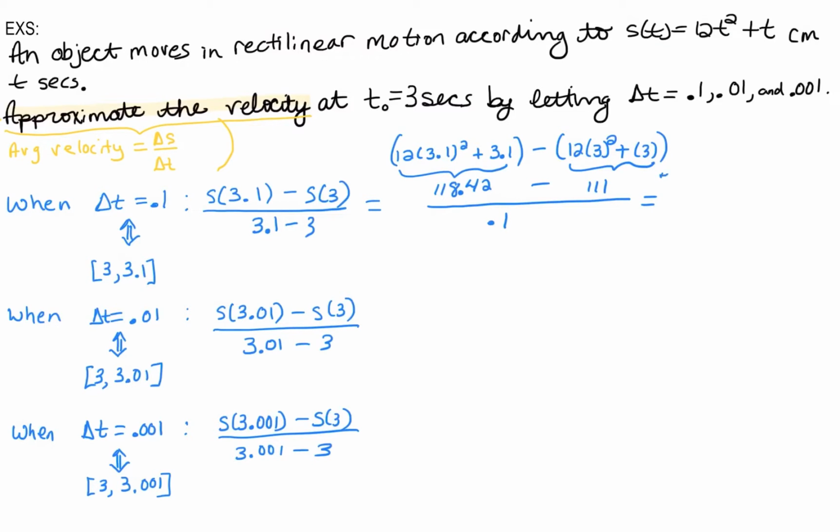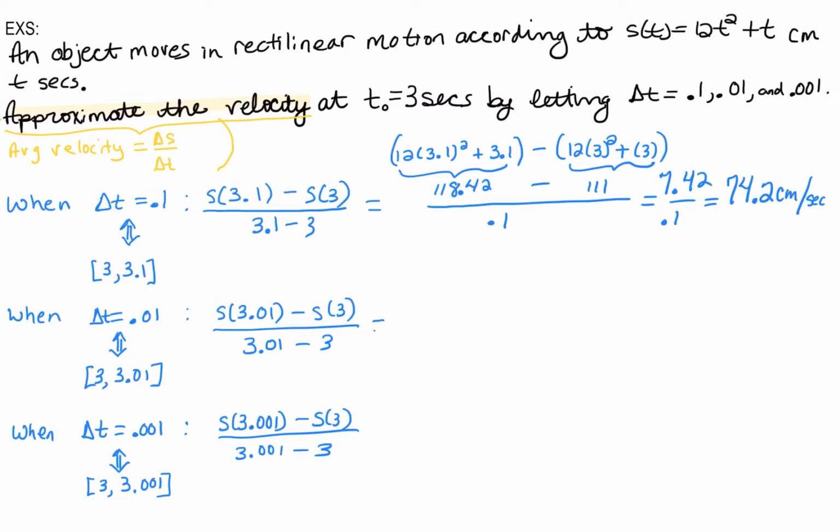And so we end up with 7.42 divided by 1/10. And this is then 74.2. And thinking about our units, it's a velocity. The change in position in this case was in terms of centimeters, per, the change in time was in seconds. So my average velocity from 3 seconds to 3.1 seconds, I averaged a velocity of about 74.2 centimeters per second.